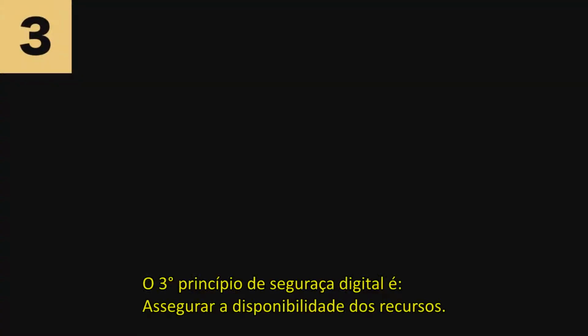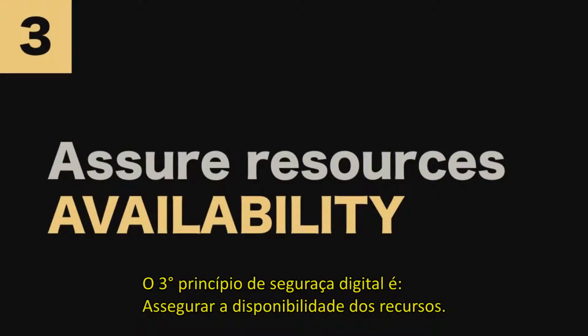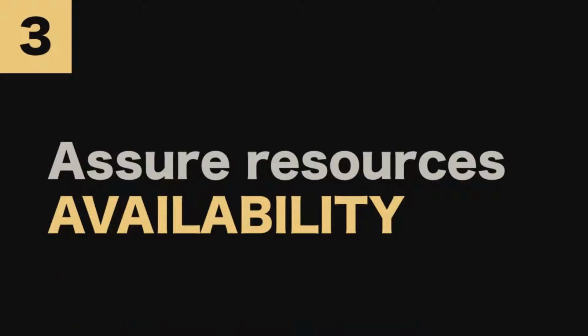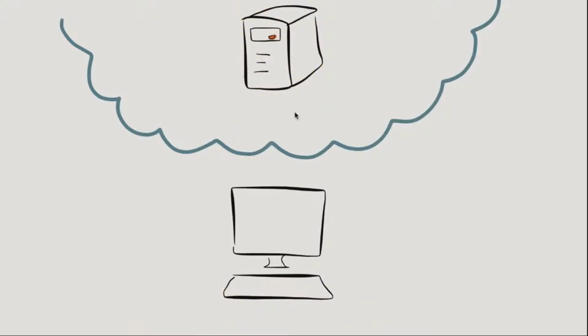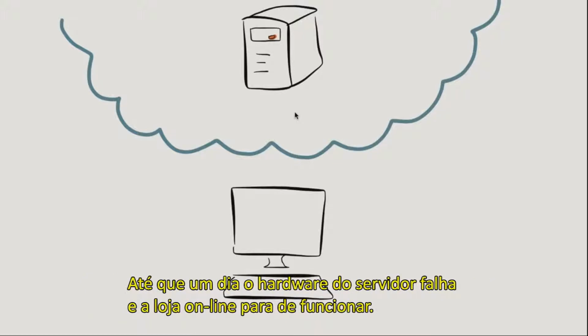The third principle of computer security is assure resources availability. And these resources can be hardware, such as hard disk, or software, such as files, folders, or applications. Suppose that we have a web server with an online store working 24 hours a day, 7 days a week. Everything is going well, and the company is earning money and customers are satisfied. Until one day, the server's hard disk fails and the online store stops working.